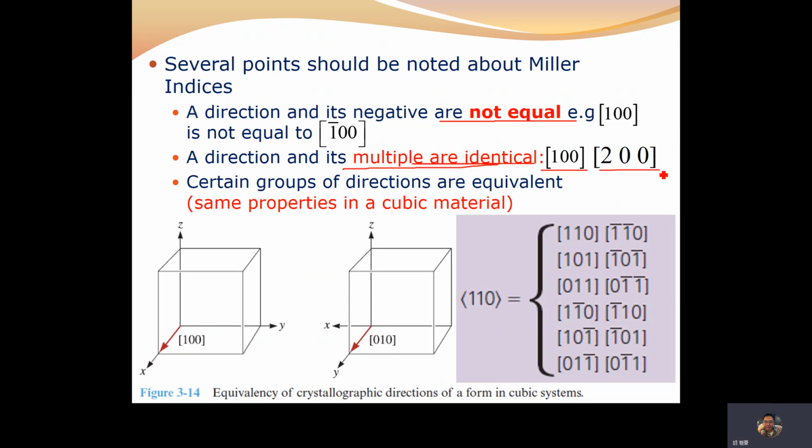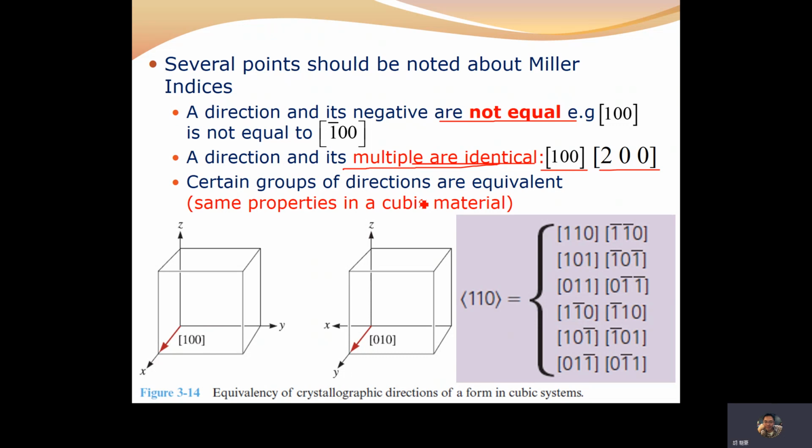A direction and its multiple are identical. 100, 200, 300, 400: those crystal directions are identical. And certain groups of directions are equivalent.